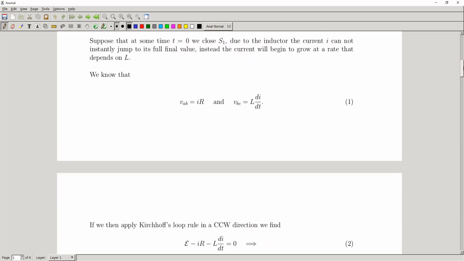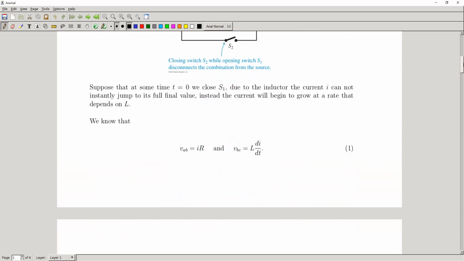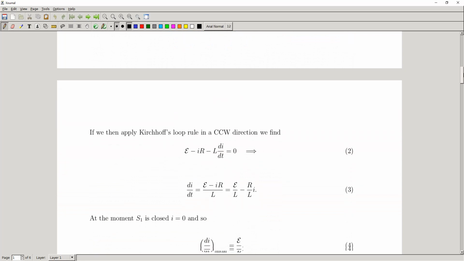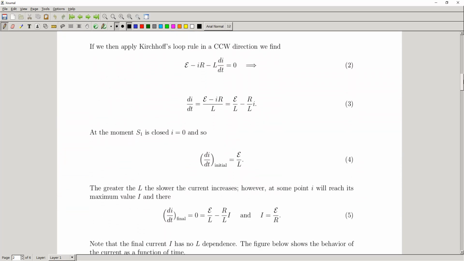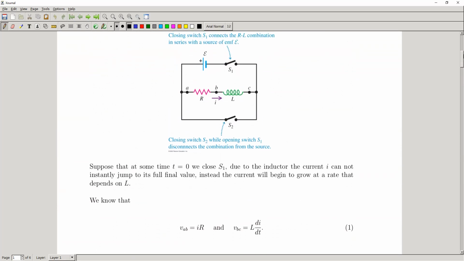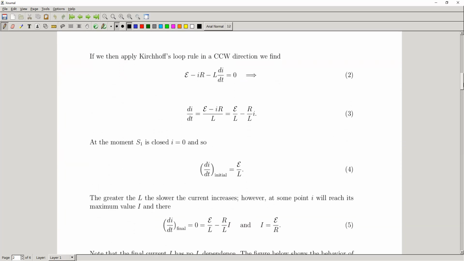We can now, and I kind of wanted to keep this on screen, apply Kirchhoff's loop rule to this. If we go in a counterclockwise direction, we go across our EMF source, going from low potential to high potential, and maybe I'll just do it with the equation in front of us.